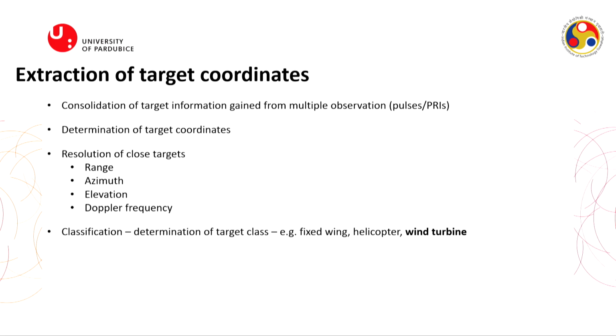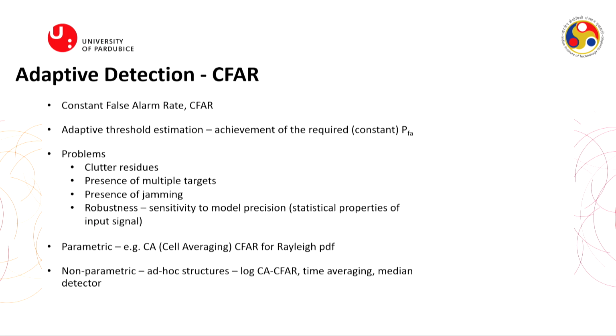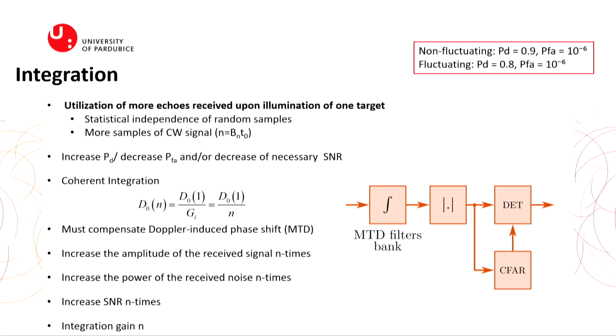Then the next step is classification of target, which means determination of the target's class. It is a fixed wing, a helicopter, or wind turbines. What is it? And I can recognize it from the amount of information I have. Adaptive CFAR, I will skip. Integration is utilization of more echoes received upon illumination of one target. If I have more illuminations, I need to put them together.